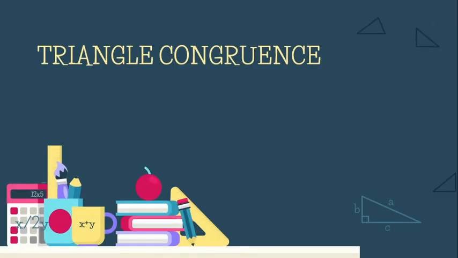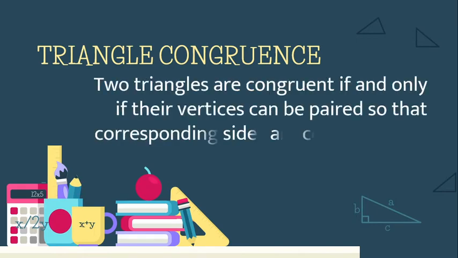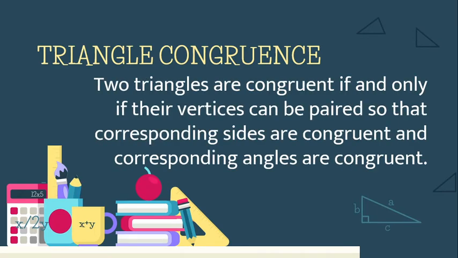Next, we have the triangle congruence. So, when we say triangle congruence, two triangles are congruent if and only if their vertices can be paired so that corresponding sides are congruent and corresponding angles are also congruent. So, masasabi natin na congruent yung ating dalawang triangles kapag yung ating mga vertices ay pwede natin silang pag-pairin para yung corresponding sides nila tsaka yung corresponding angles nila ay maging congruent.